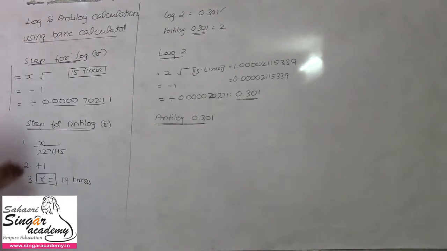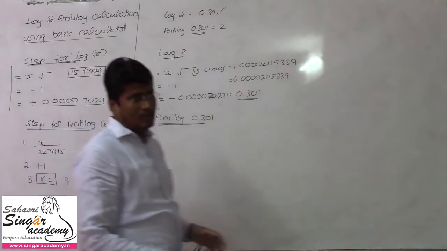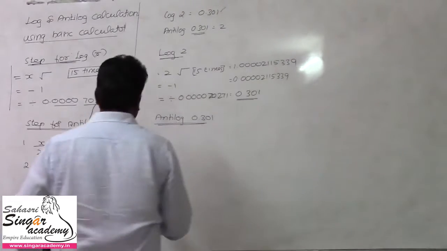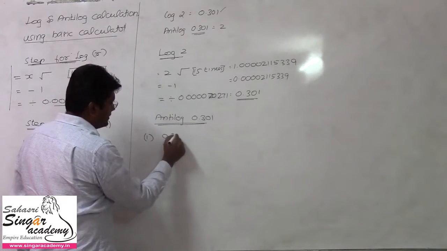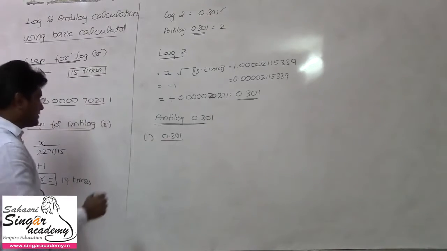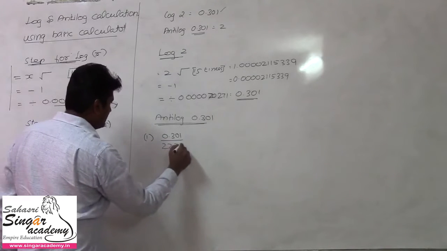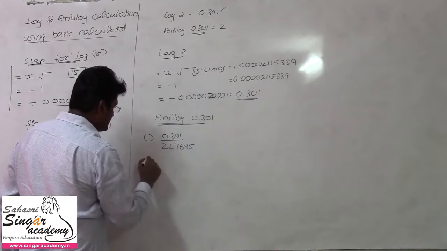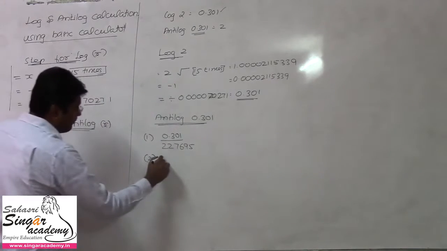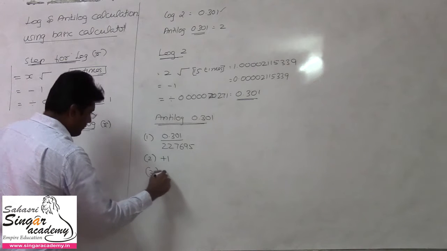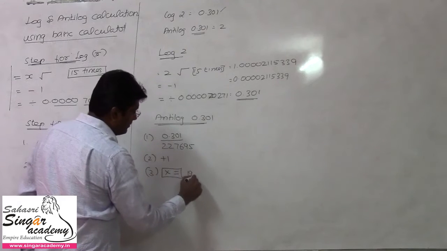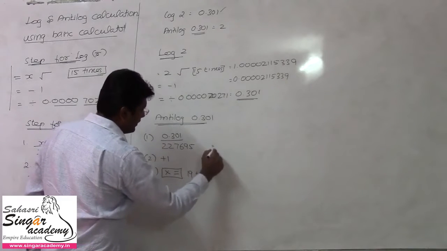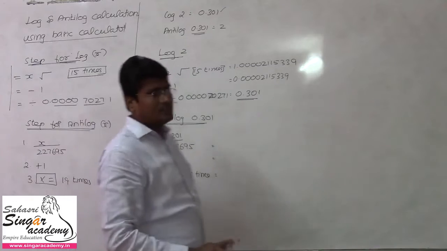Divide by 227695, then add 1, and then do the into-equal operation. If you press it 19 times, you will get the anti-log. Let's see the first step: whichever number we calculate, 0.301, divided by the special number 227695. Second step, I am going to add 1 with that, and third step, I am going to do the operation of into equal 19 times. I press this 19 times. The answer you get after pressing is the anti-log of 0.301.